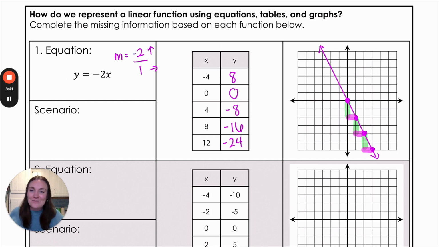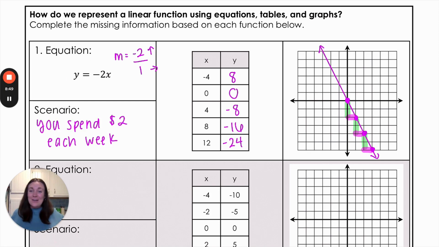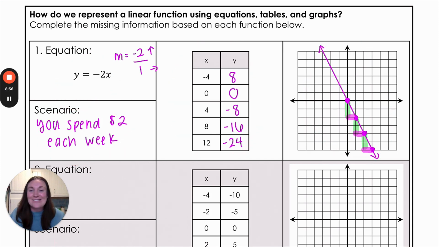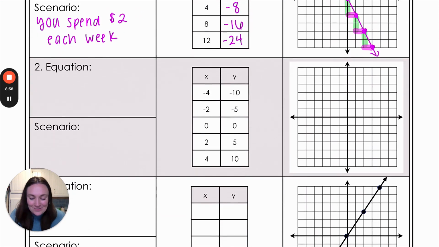Well, if we have a negative 2, right, it's kind of like we're losing something or something's being subtracted. So I like to think about money. So we'll say that we're spending $2 every week. And there we go. We took one little equation and we turned it into a table, a graph, and a real-world scenario. So let's go ahead and try the next one out.